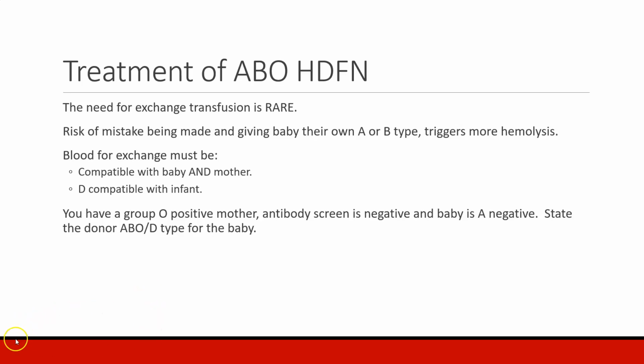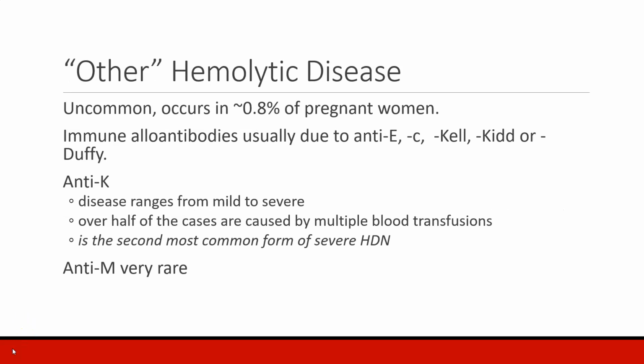So again, O negative. Other hemolytic disease is very uncommon, occurs in approximately 0.8% of pregnant women. Immune alloantibodies are usually due to anti-Big E, little c, Cal, Kid, or Duffy. Anti-Cal is the one that we are most concerned with, and the disease ranges from mild to severe. Over half of the cases are caused by multiple blood transfusions to the mother. So she was exposed due to a transfusion to produce this antibody. It's the second most common form of severe HDFN, and I want you to know that.